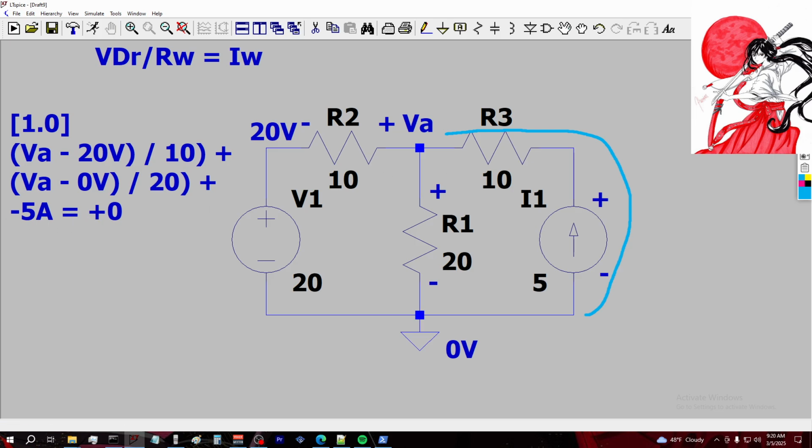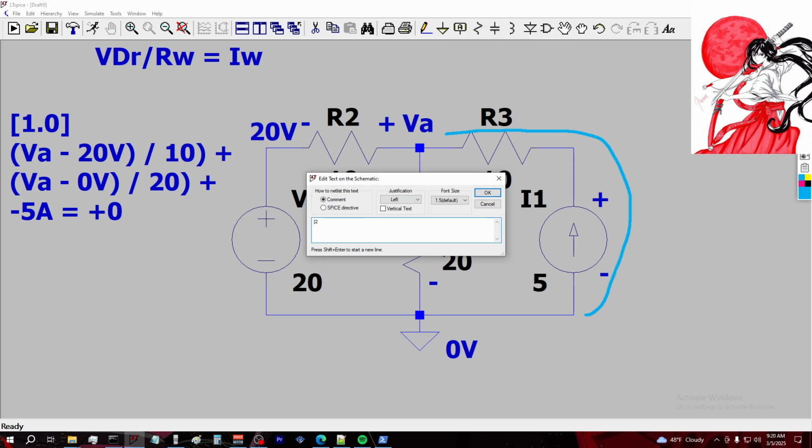Now let's do our basic solving. We're going to have VA over 10 and VA over 20, so we're going to do basic algebra. Just to let you know, the reason we didn't complete that wire is because we already know the current on this wire. It's given to us through the current source, which is 5 amps. But we don't know the current on this wire right here and this wire right here. So that's why we did that.